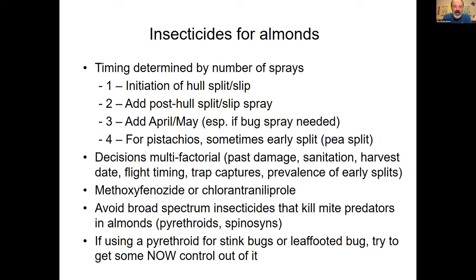And as far as treatment decisions, I'm just going to say they're complicated. You've got to look at how much damage you had in the past. How good was your sanitation? When do you think you're going to be able to harvest? What are your flight timings? Does it look early? Does it look late? What kind of captures are in your traps? If it's pistachios, how many early splits do you have?